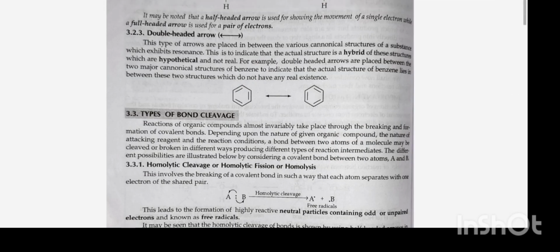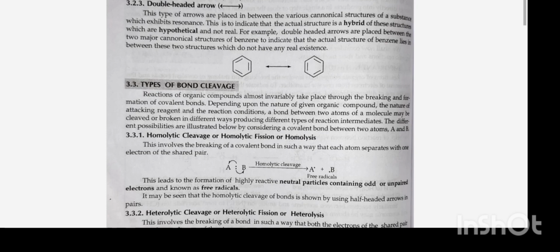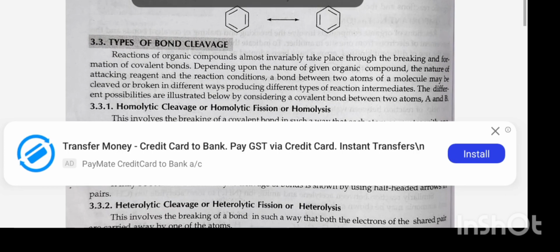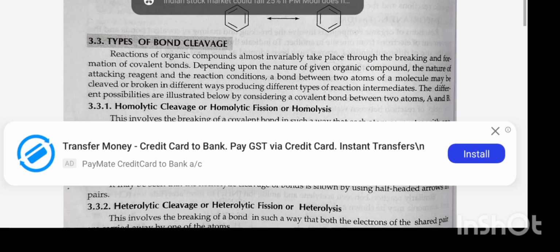Types of bond cleavage. Reactions of organic compounds always involve the breaking and the formation of covalent bonds. Depending upon the nature of the given organic compound, the nature of the attacking reagent and the reaction conditions, a bond between two atoms of a molecule may be cleaved or broken in different ways, producing different types of reactions. The different possibilities are discussed below, considering a covalent bond between two atoms A and B.